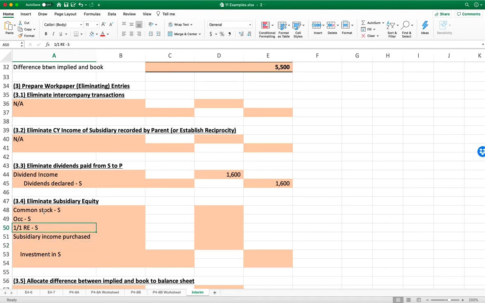Okay, so we've got all of our subsidiary equity and we've got our asset account. Now, since we don't own 100%, we're going to need a non-controlling interest. And because we did not purchase this company at book value, we're also going to need a difference between implied and book. Our difference between implied and book is positive, so that means in this entry it will be a debit.